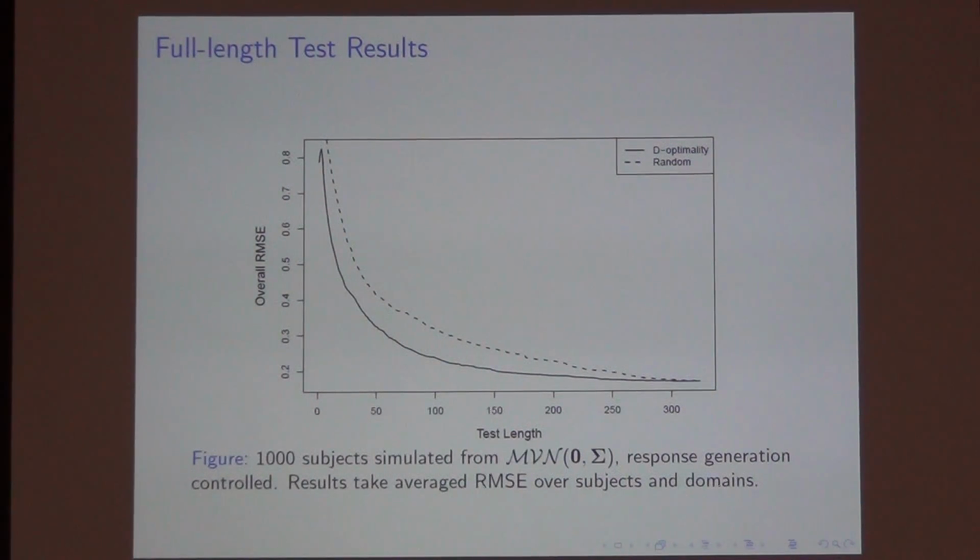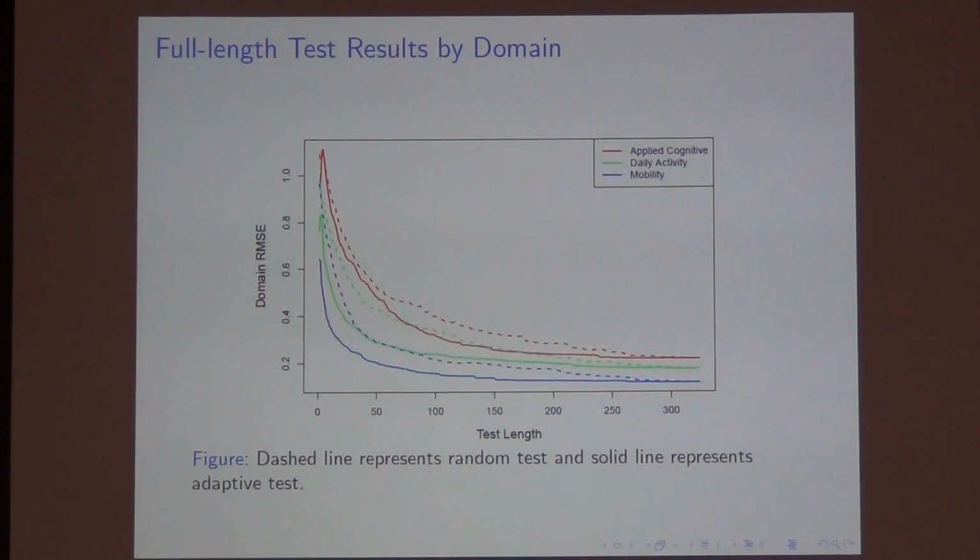However, if we plot it by domain, we have different stories. The difference between the dashed line and the solid line is huge from the very beginning of the test for the blue line of mobility and the green line of daily activity.